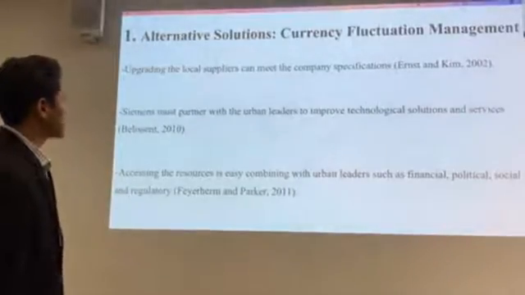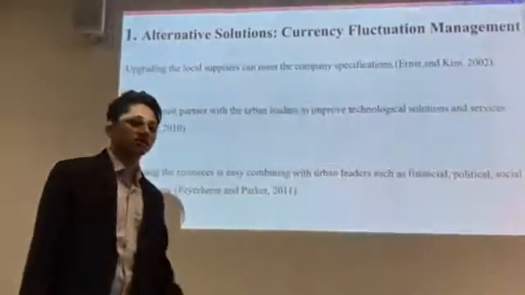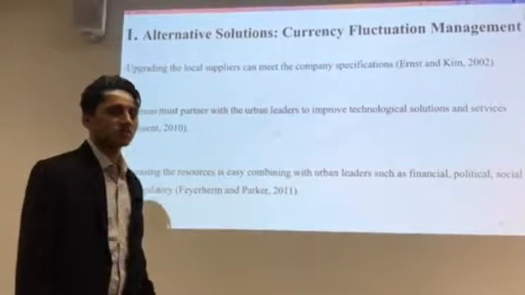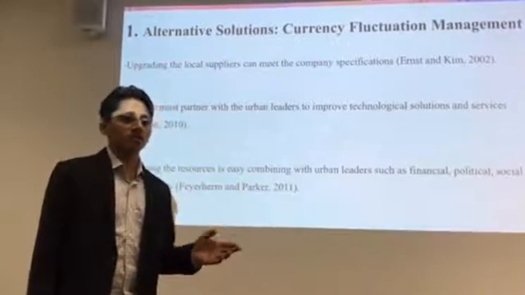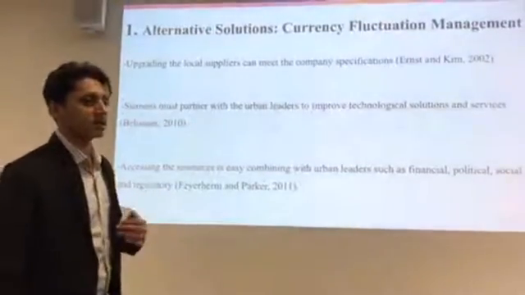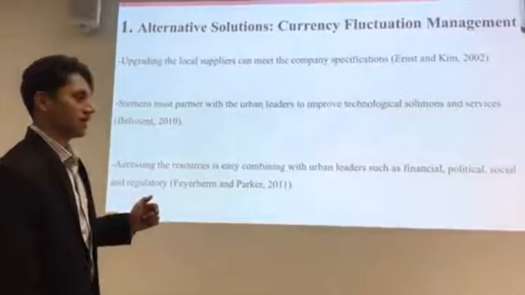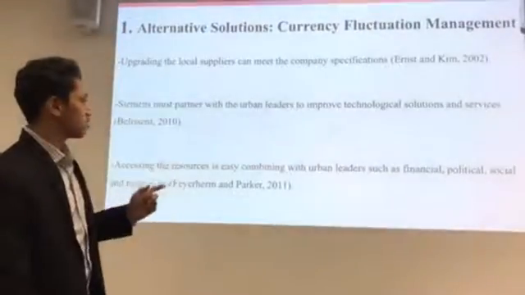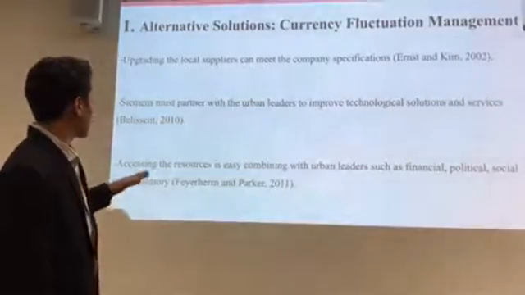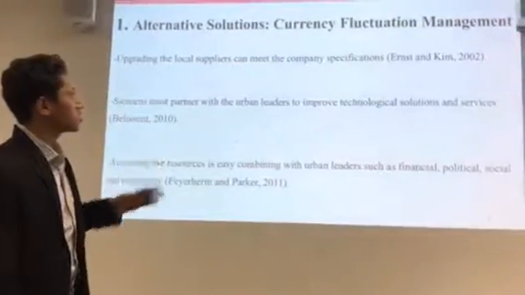Second, cement must partner with urban leaders to improve technological solutions and services. If any multinational organization partners with urban leaders, they access more information, such as financial, political, and regulatory information. If the urban leaders create issues for a multinational organization, then the business will not progress further. So by partnering with urban leaders, we get easy access to financial, political, and other regulatory information. Partnering with urban leaders automatically helps to reduce the currency fluctuation issues.